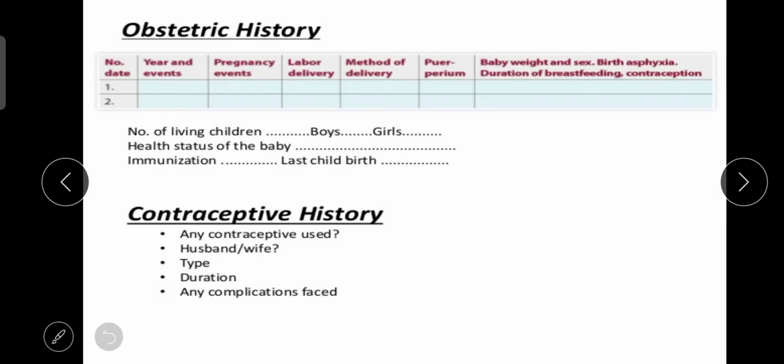Next is obstetric history. As it is a gynec case, obviously they'll have obstetric history. If the patient is unmarried, or not having any baby, there is no need to ask. If they have a baby, you have to ask the obstetrical history also.